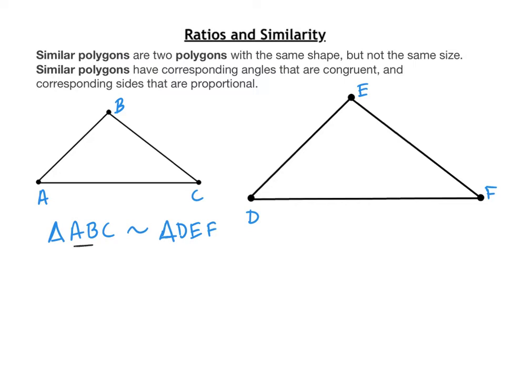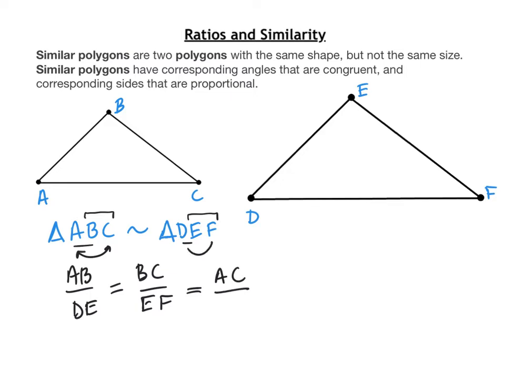Here's what I'm talking about. I can tell that AB would correspond to DE. Look at the two triangles above, AB to DE. And I could write down AB over DE equals. I can tell that BC, the last two, correspond to the last two, EF. And I can see the outside AC corresponds to the outside DF. All I need then is a pair of ratios, and I can cross multiply and solve.